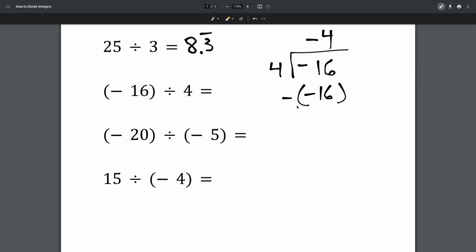We'll subtract negative 16 from itself and get 0. So the solution to this problem is an integer, and it's negative 4. Okay, let's erase this and move on to the next one.